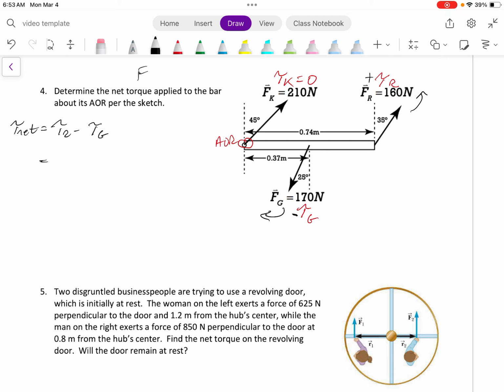Torque is equal to the force times R times sine theta. So we have torque R, or force R, is 160 newtons. This is an equals, not a minus. Okay, 160 newtons times the distance away from the axis of rotation. That is 0.74 meters times sine of what angle?